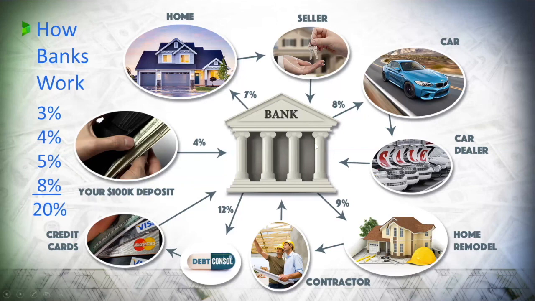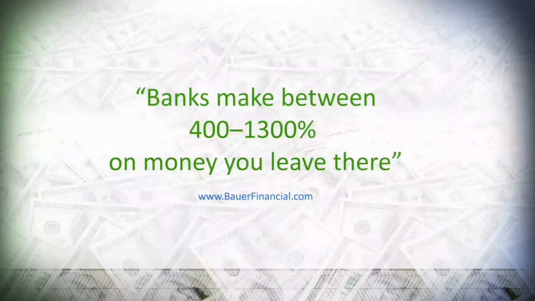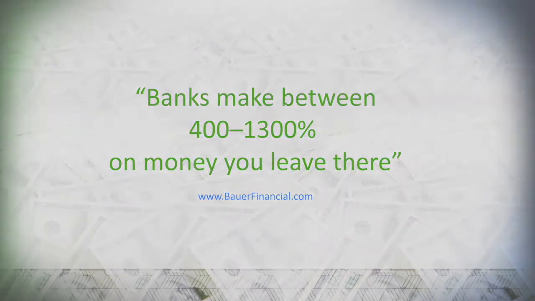So look here in the middle. All I want you to do is to be your own banker in your own life, because you're doing all of this anyway, are you not? You're buying houses. You're buying cars, you're doing house remodels, you're using credit cards. Who's getting all of your money? The banks. The money is leaving your family. You need to be the banker in your own life. Okay, let's move on. Now, here we go. Banks make between 400 and 1,300% on the money you leave there, and there's the resource. Bauer Financial.